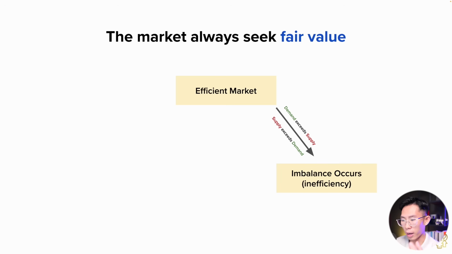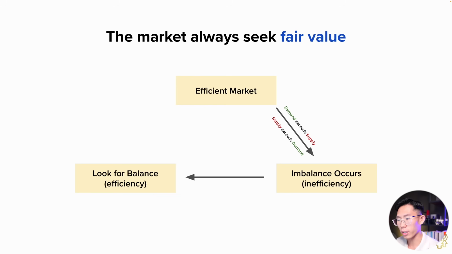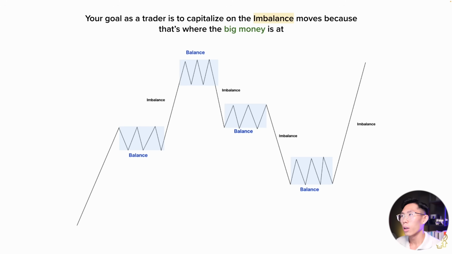And when there's this imbalance, it creates inefficiency in price. And then price looks for balance again to form an efficient market. And this whole loop just keeps happening over and over again forever. And this is essentially just how the market works. Don't ask me why. This is just how it works. So your goal as a trader is to really make sure that you can capitalize on the imbalance move because that is where the big money is at.